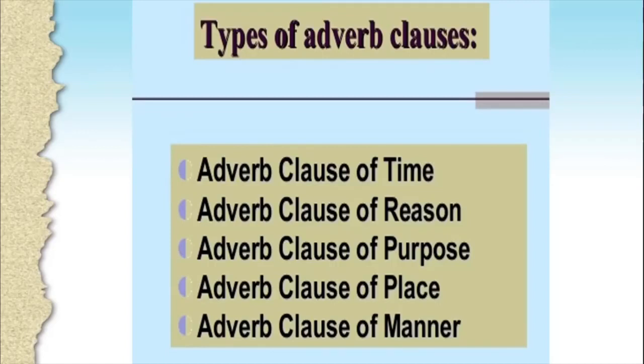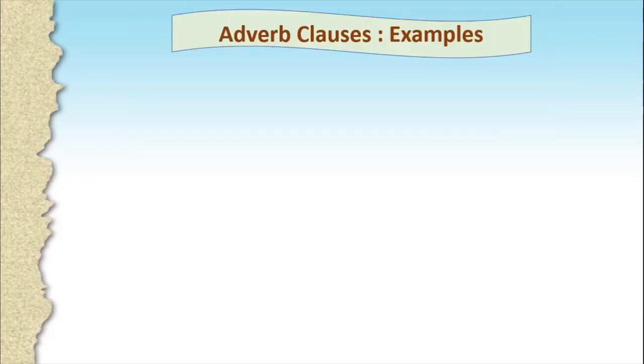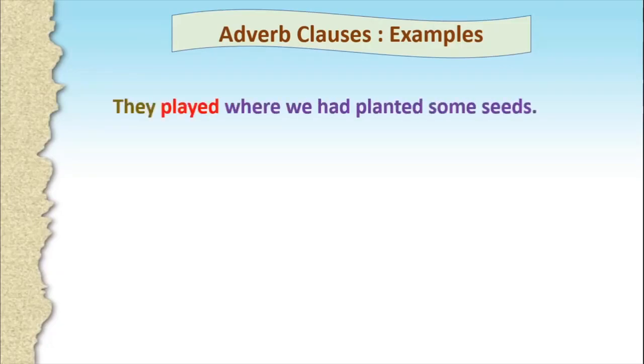So let us talk about some of the types of adverb clauses with examples, and then I will give you an assignment to find out examples about the other types. Okay? So let us look at some examples of adverb clauses in a very interesting manner. We will break down the examples and try to understand them. So they played where we had planted some seeds. Okay? So you had planted some seeds and you were waiting for the seeds to grow, but they went and they played over there. So we are not bothered about what happened later. We are only bothered about they played.